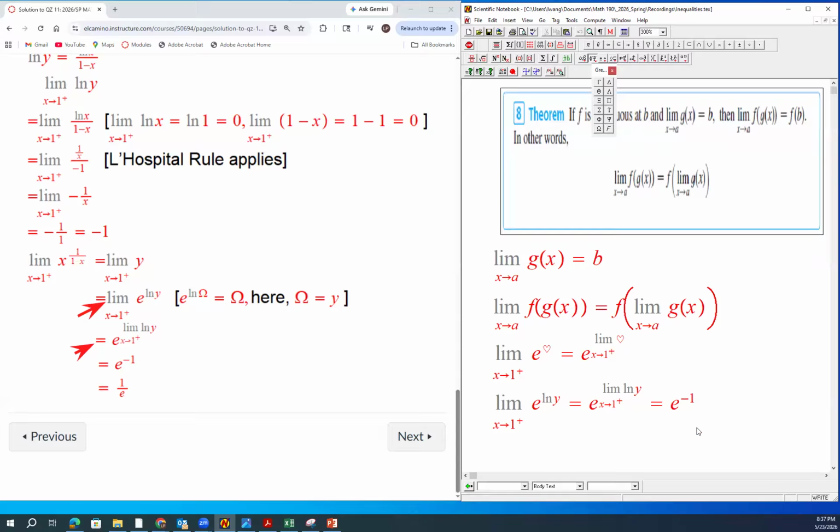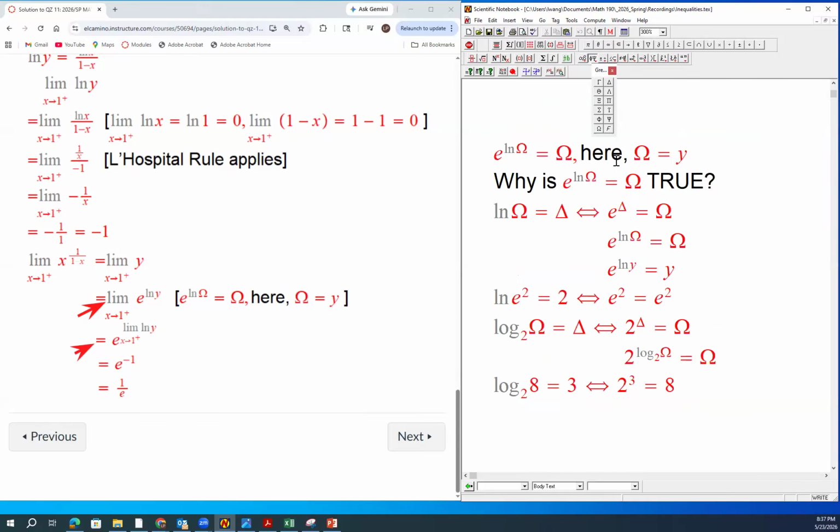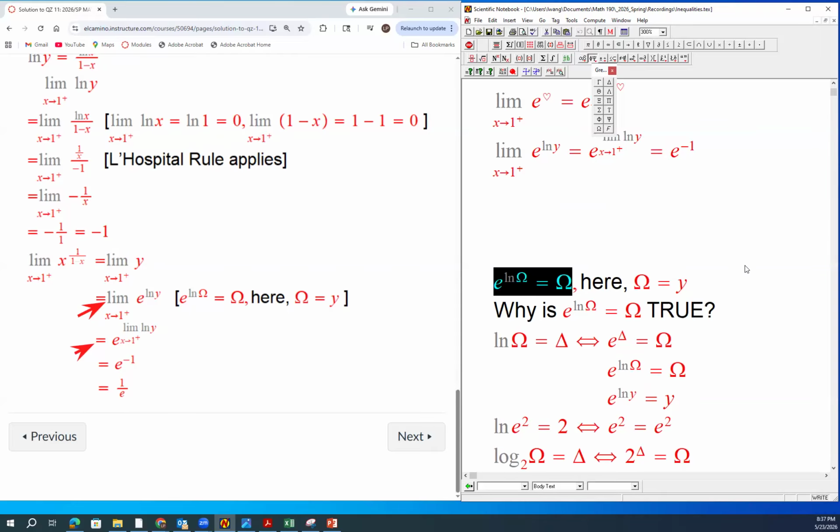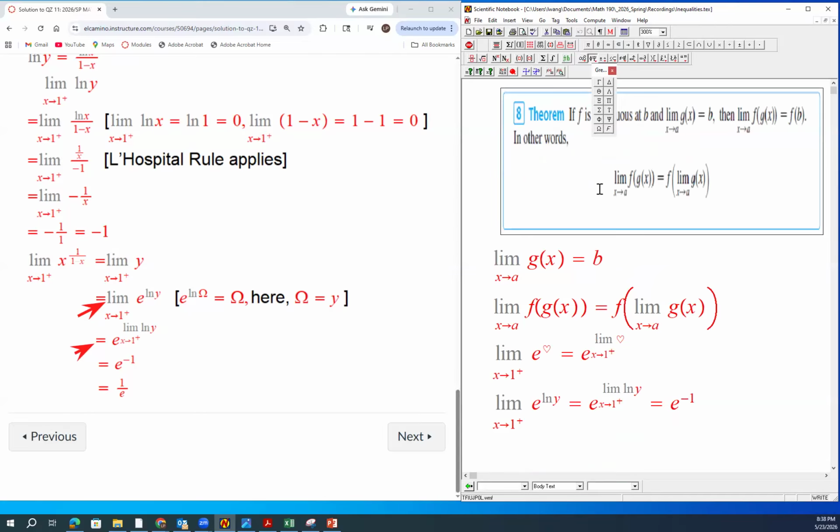So that's the whole explanation. The first part is about how we get this logarithm identity, from the definition of logarithm. And secondly, we're using this theorem that we learned in the section on continuous functions.